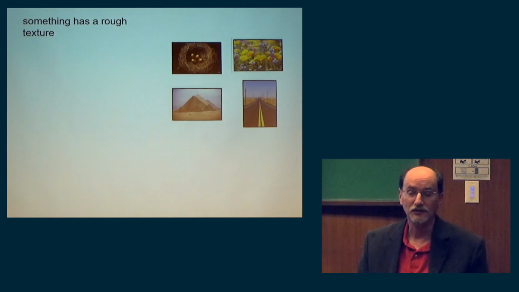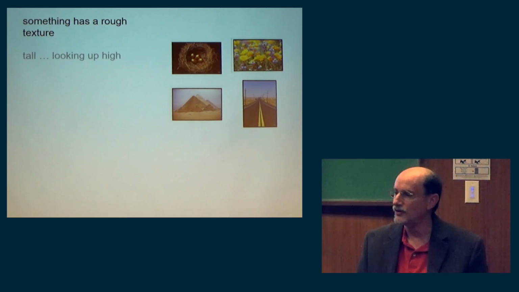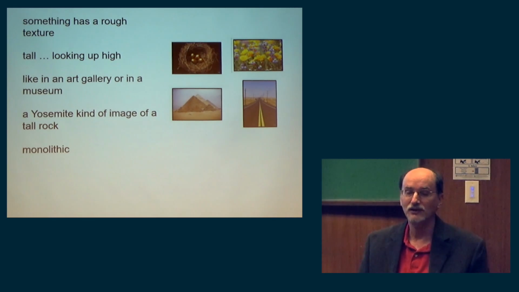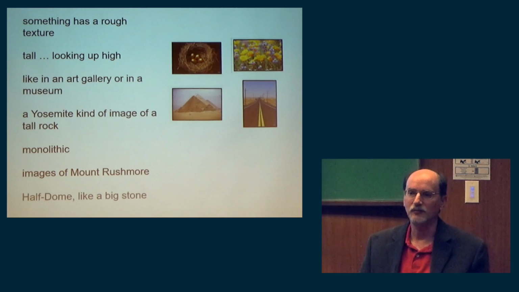Something has a rough texture. By the way, this is around 80% of everything that Gail said in the course of 20 minutes. Something has a rough texture, tall, looking up high, like in an art gallery or a museum. A Yosemite kind of image of a tall rock, monolithic. Gail, by the way, afterwards said that she didn't know what the word monolithic meant, but she knew that that word had something to do with the target. Images of Mount Rushmore and Half Dome, like a big stone.